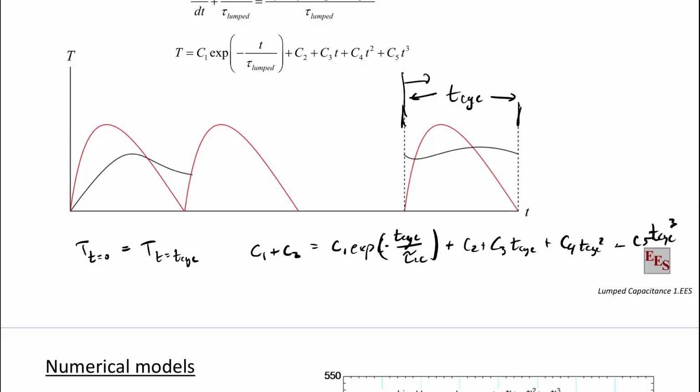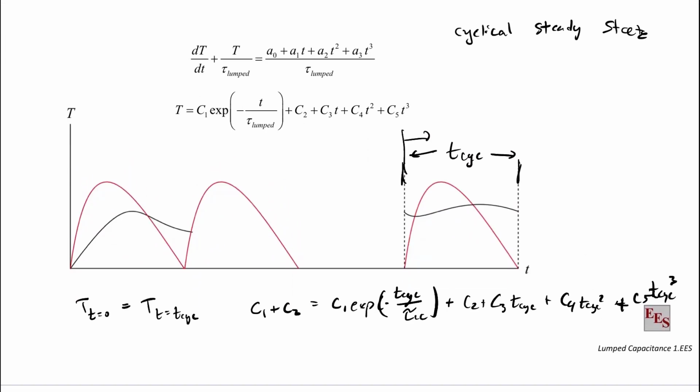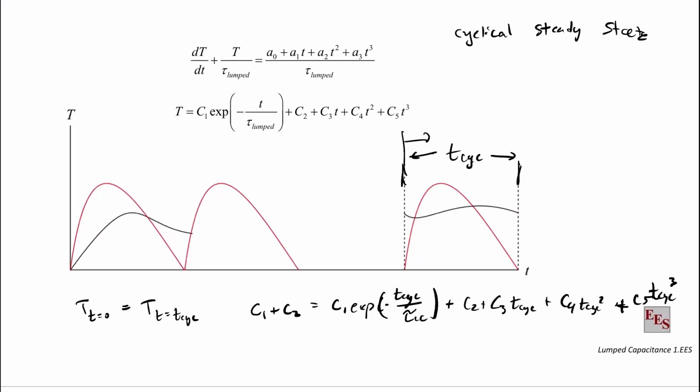Is the operator in front of C5... sorry, no, it should be a plus. Is C1 what we found from before, or is it a new undetermined coefficient? No, it's the same one we found from before. So we know C1 already. We know all of these, in fact: C1, C2, C3, C4, and C5.